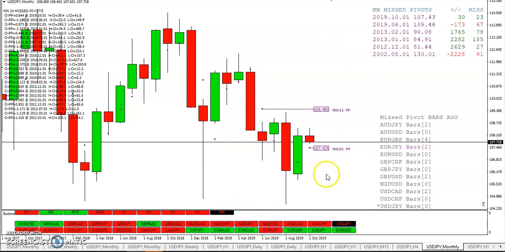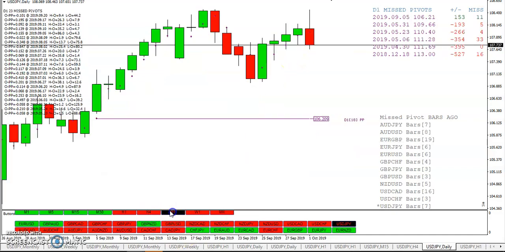On the monthly, we've got a couple this year, but look, there hadn't been a missed pivot since February 1st of 2013. That's just how strong these pivot trades are. But once again, boys and girls, your results may differ from mine.